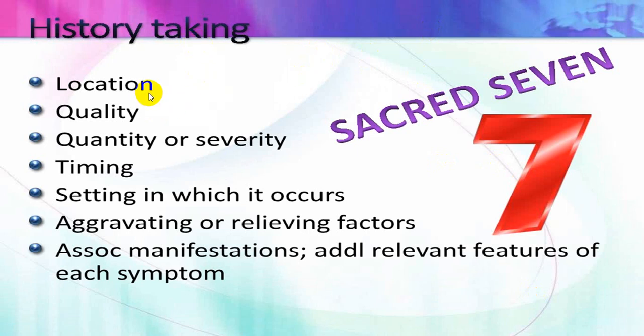So while taking a history: site, quality, quantity, timing, setting, aggravating factor, relieving factor, associated symptoms, etc. are the common way of taking a history. We call it Secret 7. You may follow whatever you like, but by and large, if you follow a particular pattern, you will have less chance of missing something in a history.